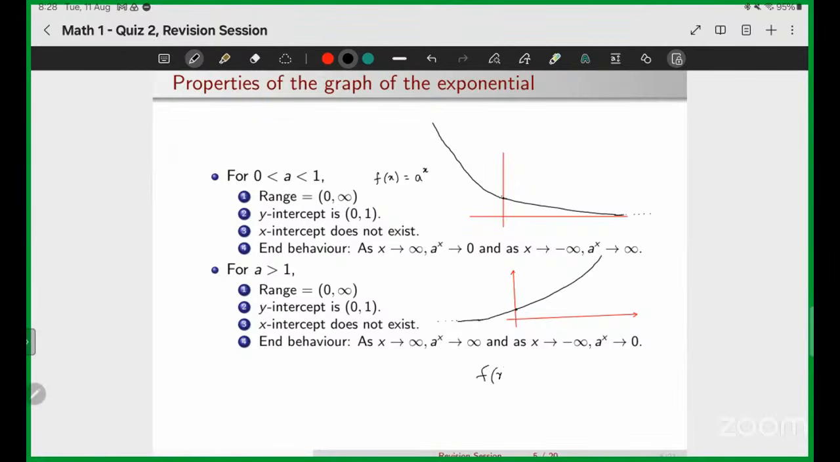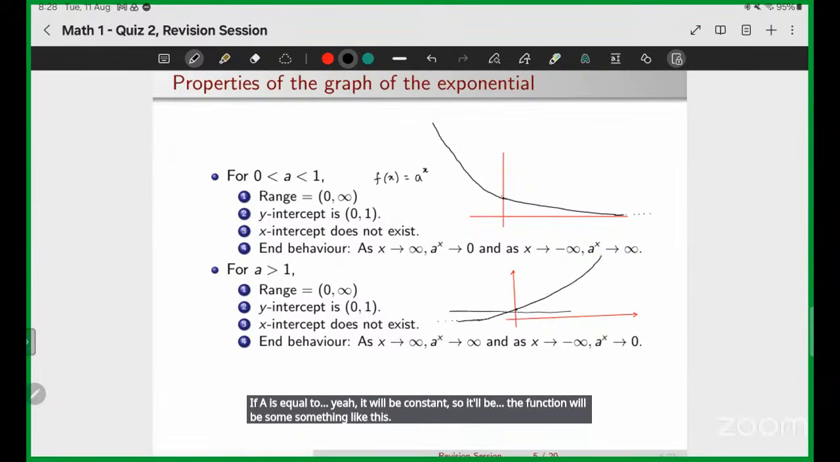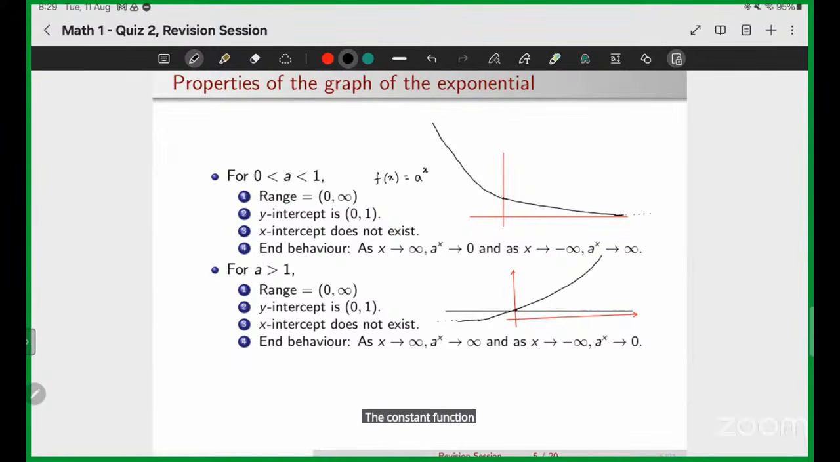What happens to f? Constant. If a is equal to 1, it will be constant. The function will be something like this, right? The constant function. There is no change in value. So that's not an interesting function, and that is why we exclude the point 1.